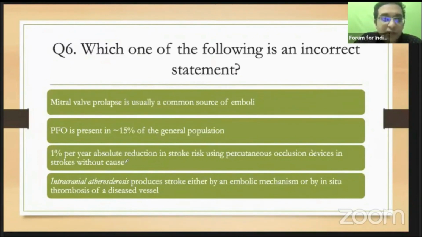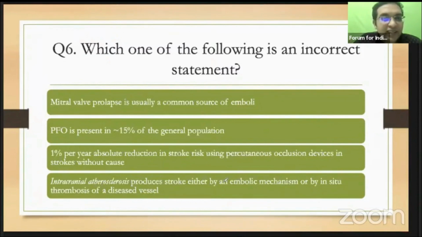The importance of this sentence is that some terms in statistics, like risk reduction and number needed to treat, have been given multiple times in Harrison. And also recently in the institute exams, especially AIIMS, questions have come regarding risk reduction, absolute risk reduction, and number needed to treat, etc.